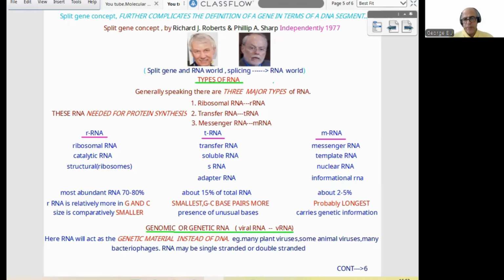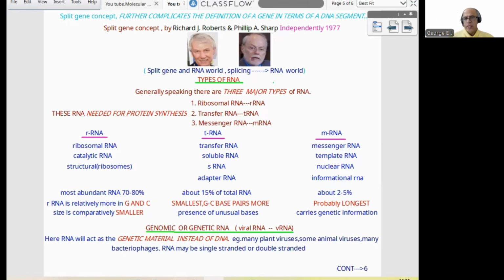Next RNA for us is mRNA. mRNA means messenger RNA, template RNA, nuclear RNA, information RNA, carrying information from nucleus to cytoplasm. And the amount is comparatively less, about 2 to 5%. Probably longest, length can vary, carries genetic information. Again, an important question: characters of rRNA, tRNA, mRNA. I think the idea is clear to all of you.